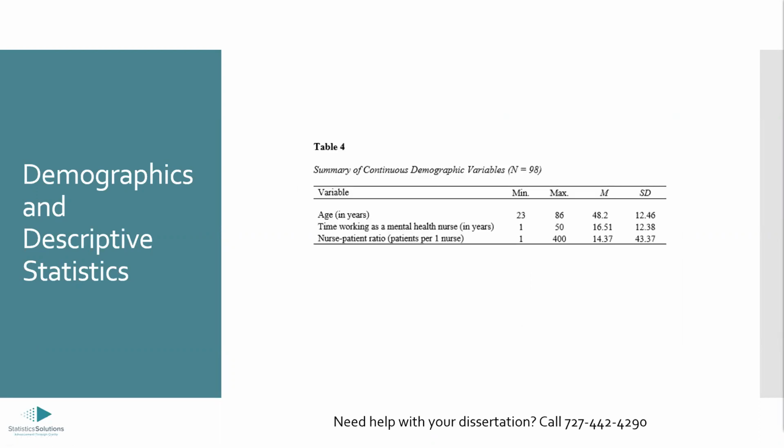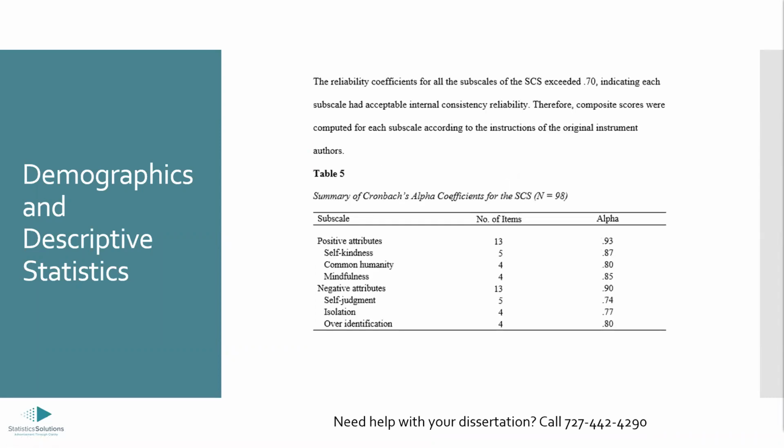Here's an example of a table for some descriptive statistics for continuous variables. So you see here we have mean and standard deviation as well as minimum and maximum values. And then here's an example of a table for some Cronbach's alpha coefficients. So we have different measures that we conducted reliability analysis for, and we present the number of items in each of those measures as well as the Cronbach's alpha reliability coefficient.